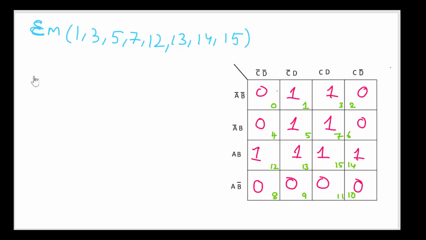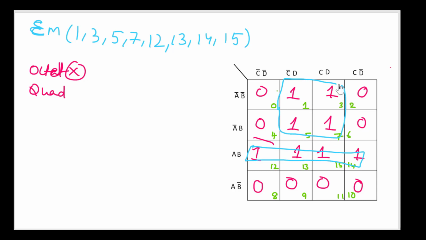You have to look for the bigger number of groups. Octet is not possible. You have to look for the quad. If you look at the quad, we have one quad here. So there is one quad here. Sorry, this is one quad, and there is one more quad here. So we are going to have 2 quads. There are no other ones left out.